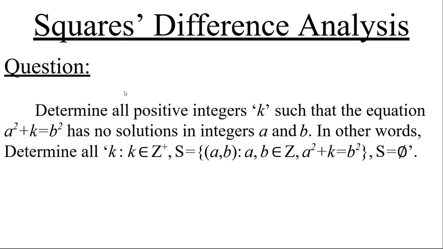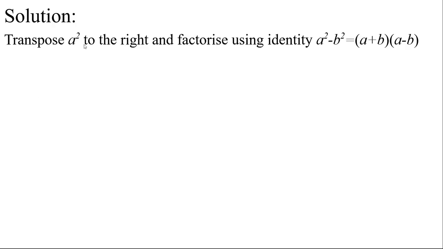So here's a solution. If you go back, this was the equation we had: a squared plus k is equal to b squared. So what we're going to do is transpose a squared to the right and express k as the difference of two squares, and use the identity. Transpose a squared to the right and factorize using the identity.